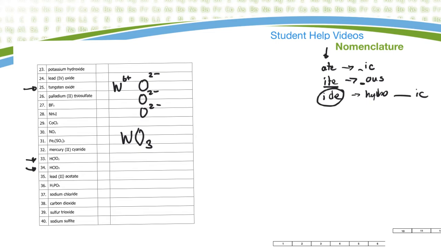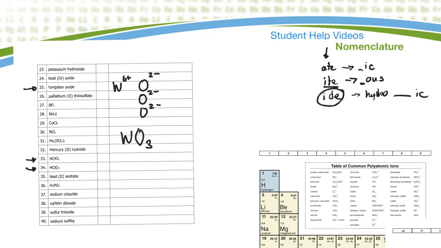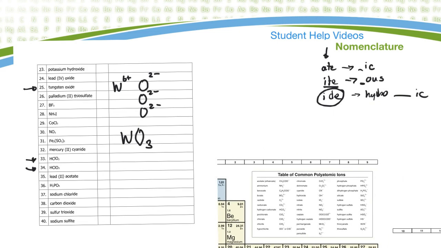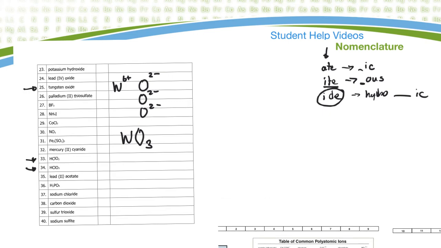So HClO2. ClO2 is in my chart here. It's chlorite. ClO2 is chlorite. So this one would be hydrogen chlorite. Okay, ite, not ide, ite. So I look at my rule, here's the ite right there. So what I do is I just call it -ous acid. I don't put a hydro in there, I just leave it like that. So that would be chlorous acid.